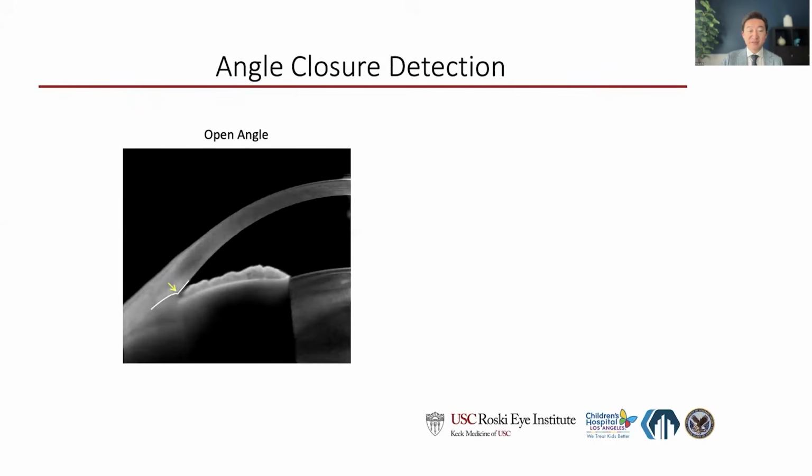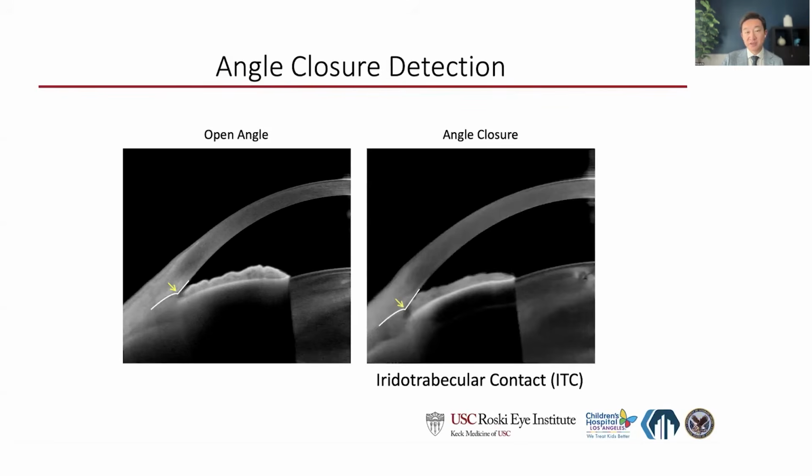Here is a representative image of an open angle. The yellow arrow shows the location of the scleral spur, and we can see here that the iris anterior to this point is not touching the angle surface where the trabecular meshwork is located. Therefore, in this image, the angle is open.